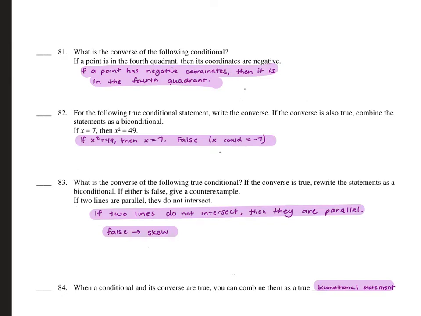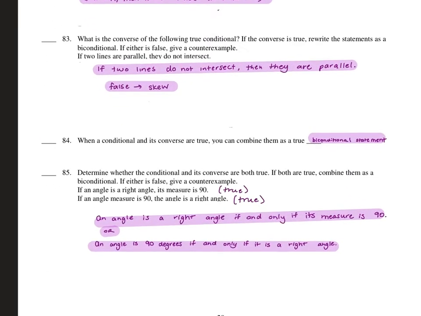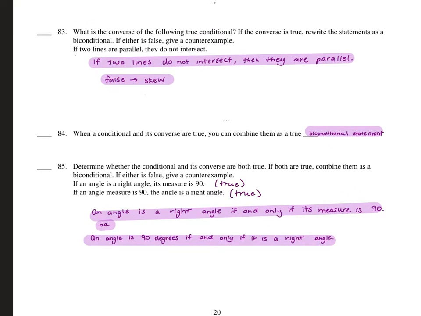83, the converse would be if 2 lines do not intersect, then they're parallel. That's false because they could also be skew. So the counterexample would be skew. 84, when you combine them with the if and only if, it's called a biconditional statement, which is what you did in 85. An angle is a right angle if and only if its measure is 90, or an angle is 90 degrees if and only if it's a right angle.